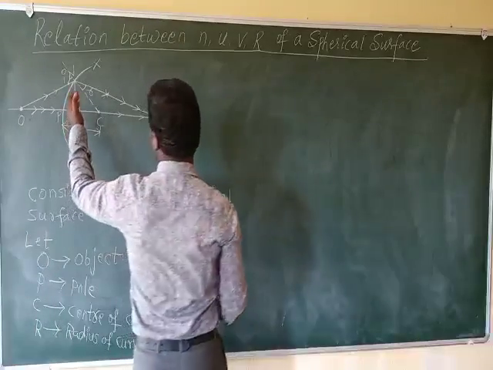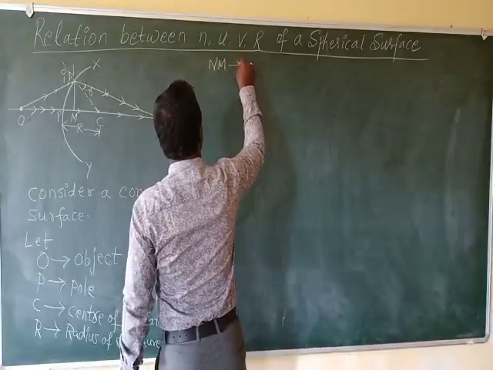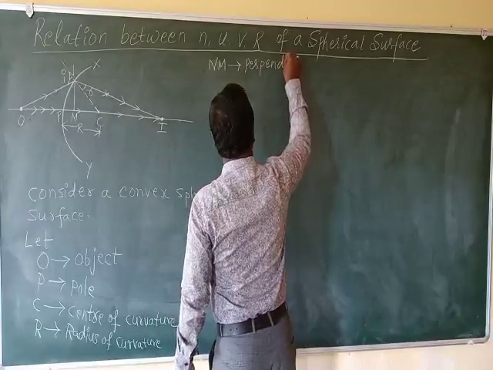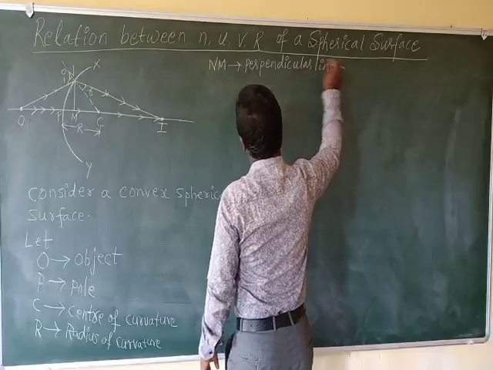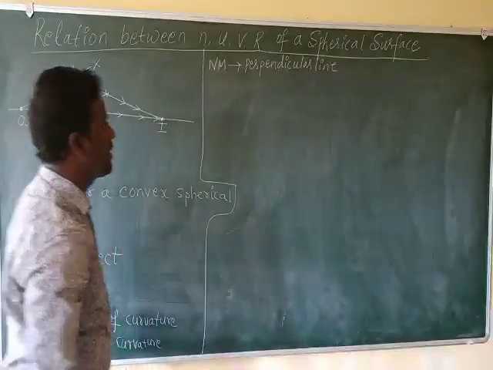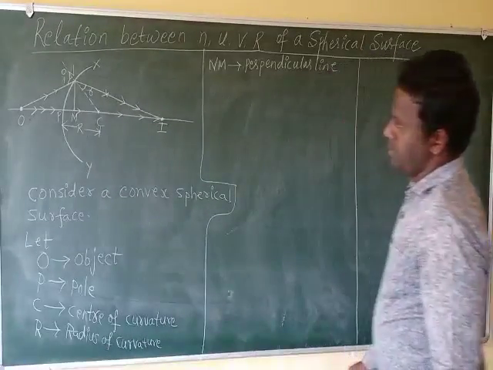Here see, what is NM? NM is the perpendicular line.